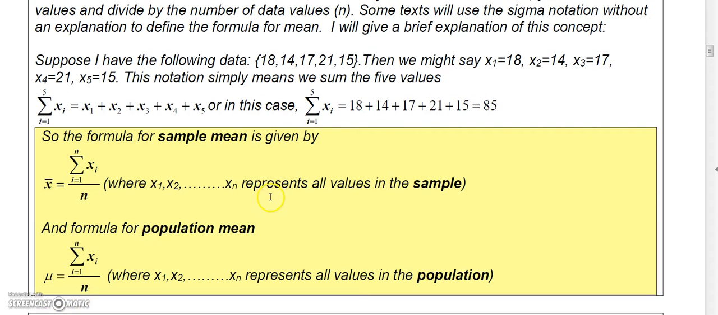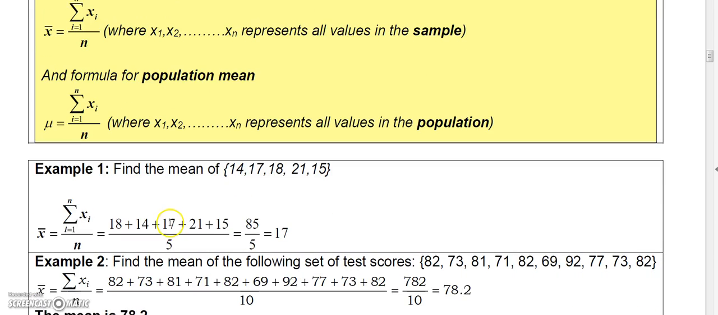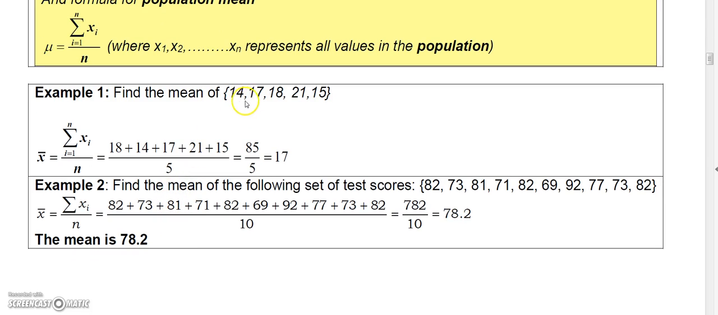So the formula for the sample mean, and actually it's the same formula you would use for the population mean, would be that x bar is equal to the sum of all of your data values divided by n, where n is the total number of data values you're given. So if I wanted to find the mean of these 5 numbers, I would simply add the 5 numbers up and then divide by 5, and I would get a mean of 17.